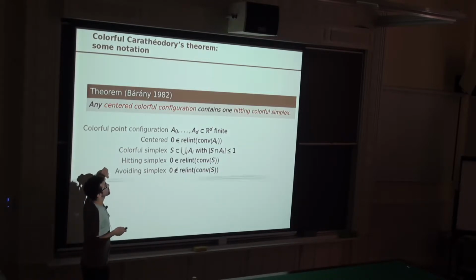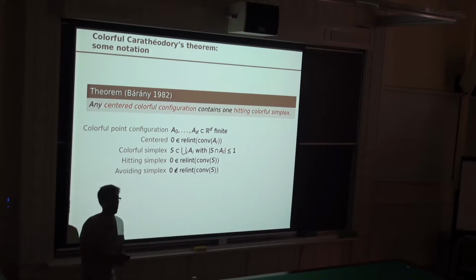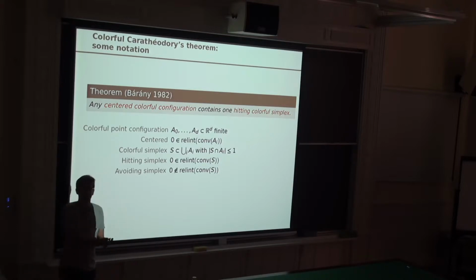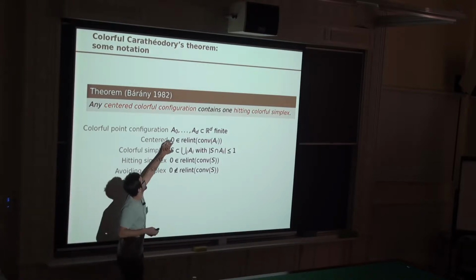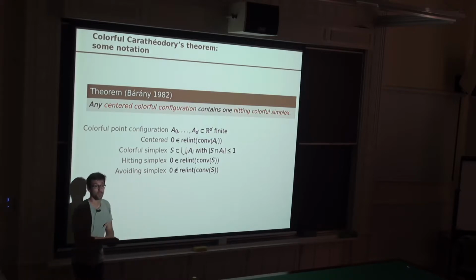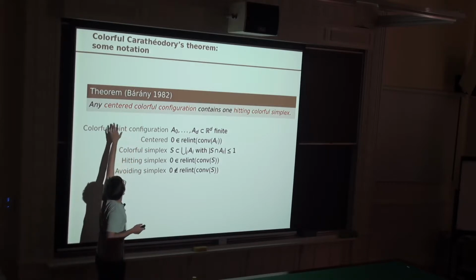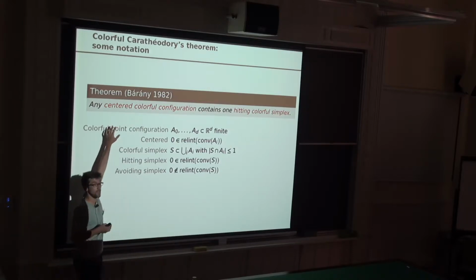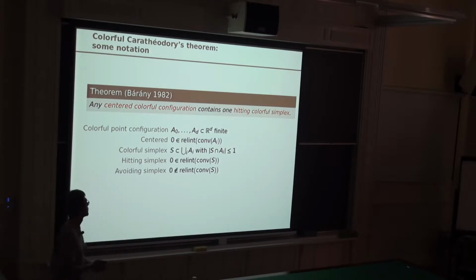Any centered colorful configuration contains one hitting colorful simplex. So for me, a colorful configuration will be just what we had right now: d+1 subsets of R^d, which will always be finite, and each I think of as being of a different color. So this is a colorful point configuration. It is centered if each color class contains the origin. Actually for this theorem, you can weaken the condition of being centered, but I'll keep the original condition by Bárány.